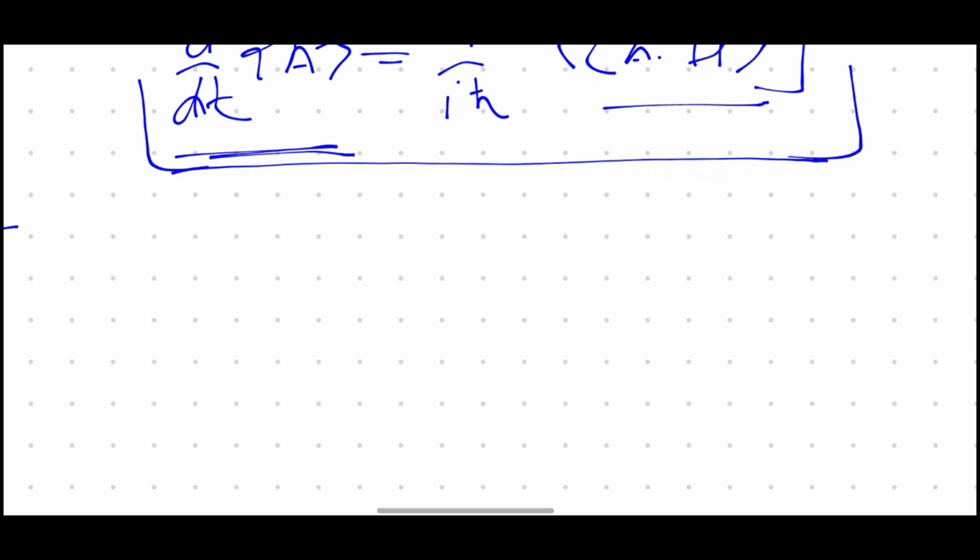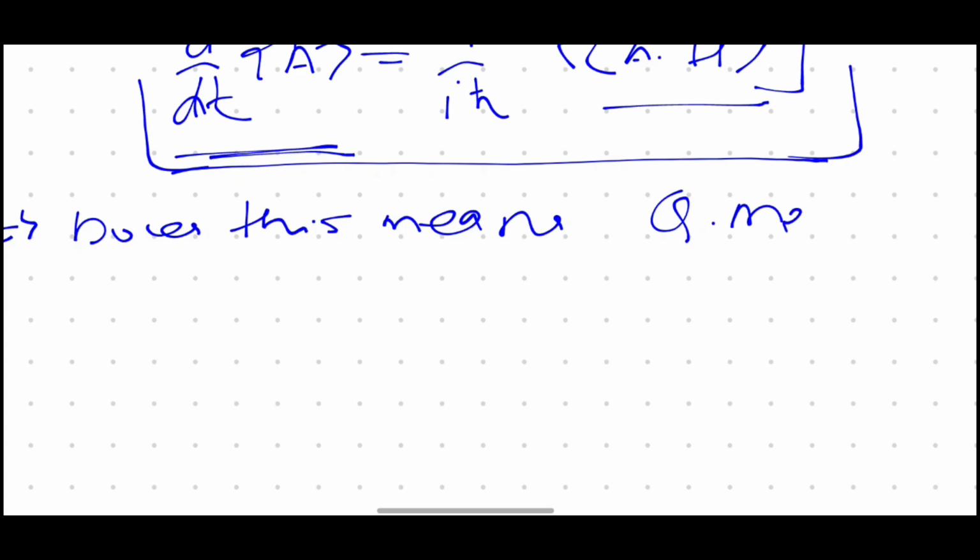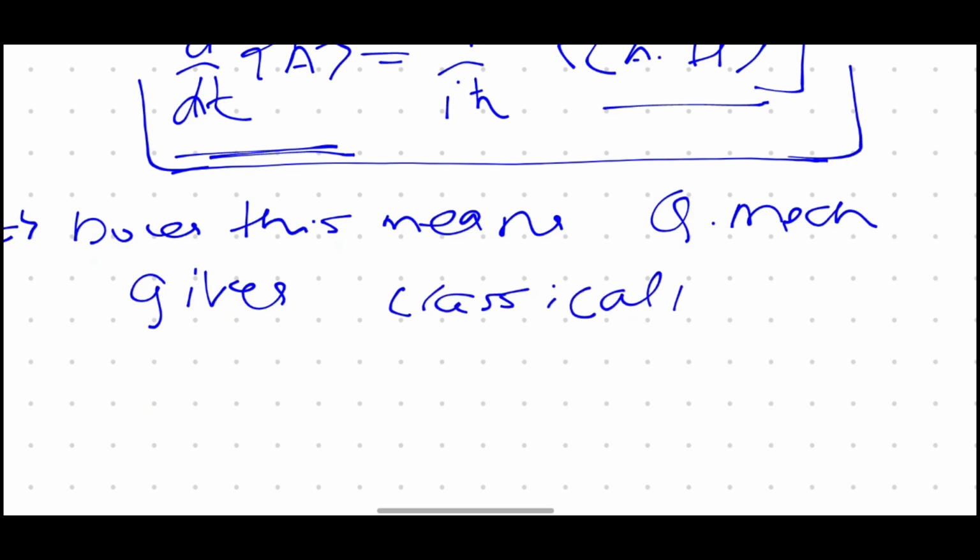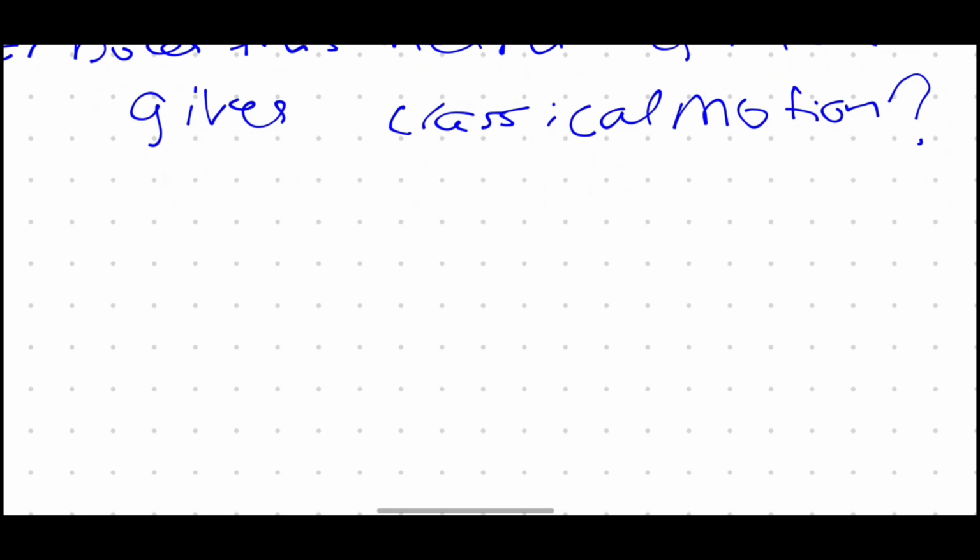So of course again I'll write the question that we are going to tackle in this video: does this mean that QMech, or quantum mechanics, gives classical motion? So this is how we are going to answer this. We are going to answer this using the Ehrenfest theorem.